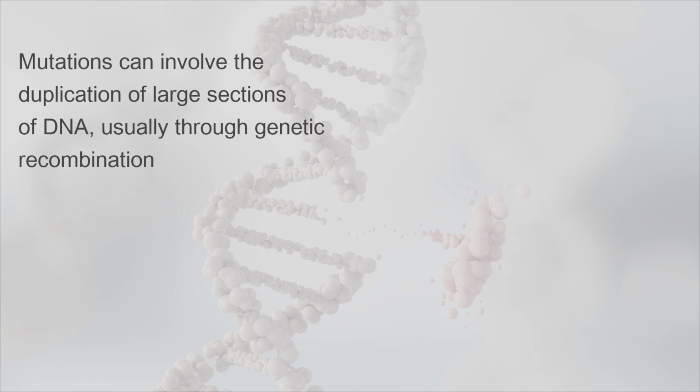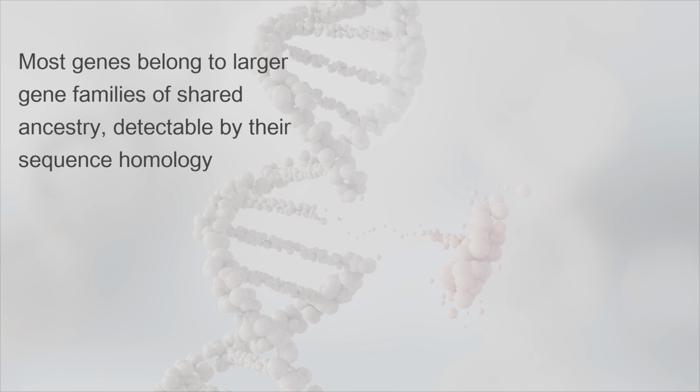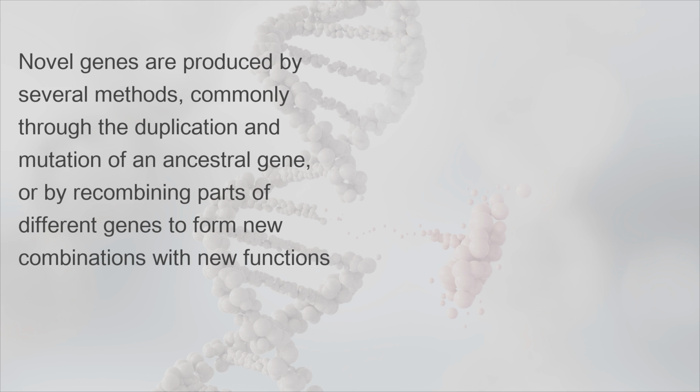Mutations can involve the duplication of large sections of DNA, usually through genetic recombination. These duplications are a major source of raw material for evolving new genes, with tens to hundreds of genes duplicated in animal genomes every million years. Most genes belong to larger gene families of shared ancestry, detectable by their sequence homology. Novel genes are produced by several methods, commonly through the duplication and mutation of an ancestral gene, or by recombining parts of different genes to form new combinations with new functions.